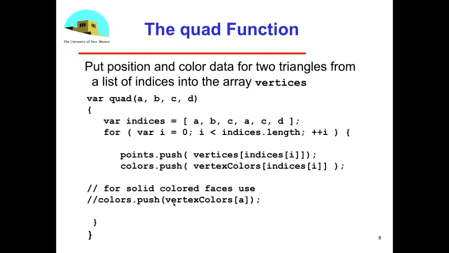Now let me just show you that and I'll show you this later. This is assigning a different color based on the vertex number to each vertex. If I want to use the same color for the entire face, all I have to do is push the same color for every one and just use the color of the first vertex. It's just substitute this line for this line, and now you get solid faces, and I'll show you that in a little bit. Okay, so that's simple.